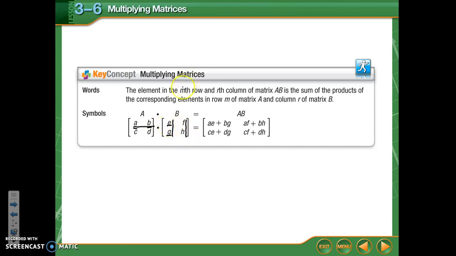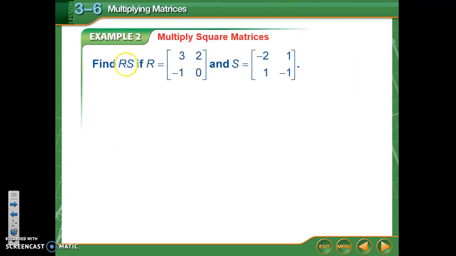And then I'm going to do the same thing but with the second row. So I'm going to do the second row times the first column and times the second column. So I'll do C times E plus D times G. Then I will do C times F plus D times H. And that will give me 4 elements here because both of these matrices are 2 by 2. So my inner dimensions match, so I'm allowed to multiply. My outer dimensions are 2 by 2, which give me the dimensions of my answer, of my result. Okay, so let's try one. We're going to find R times S.